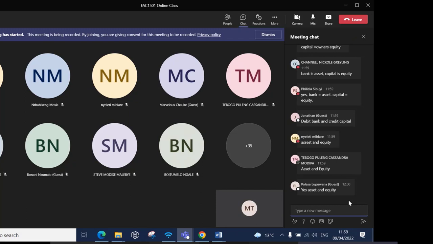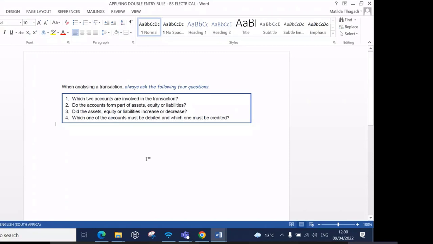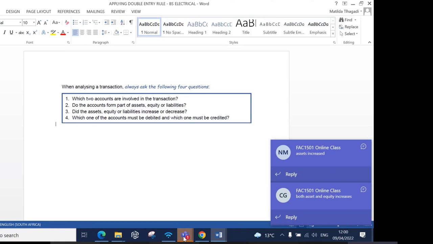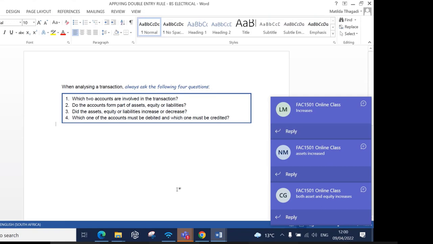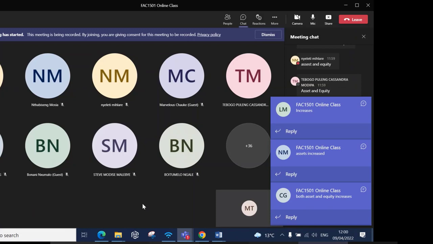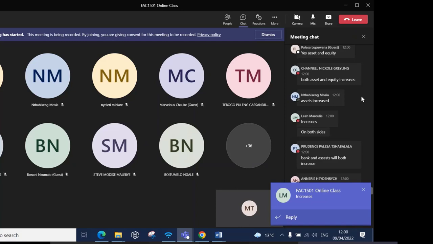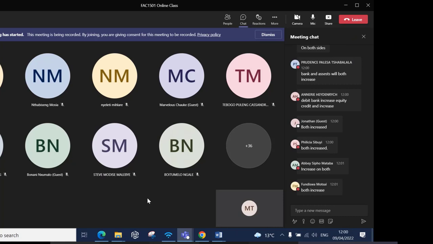Well done. So the third point is asking, did the asset, equity, or liability increase or decrease? That is the third point in applying the double entry principle. Both asset and equity increase, okay. Both increase, Jonathan. Both increase because of the double entry principle.